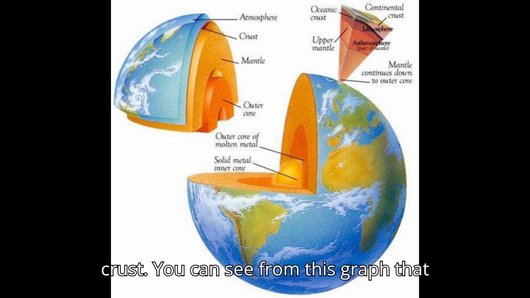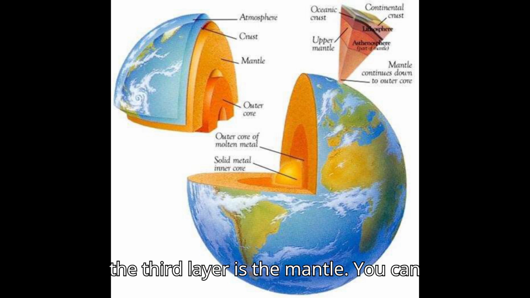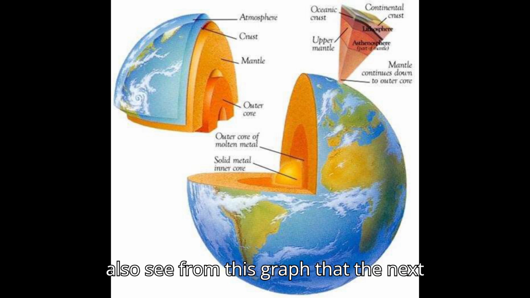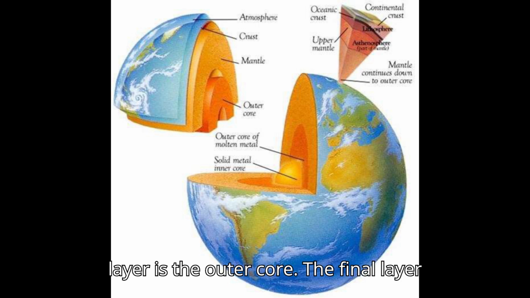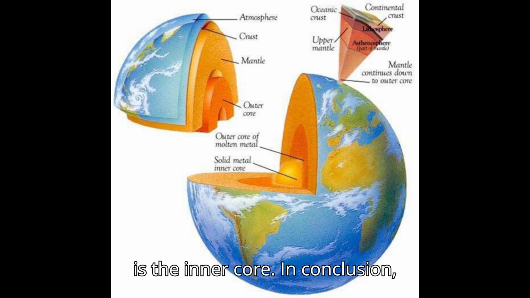You can see from this graph that the third layer is the mantle. You can also see from this graph that the next layer is the outer core. The final layer is the inner core. In conclusion, this graph is very informative.